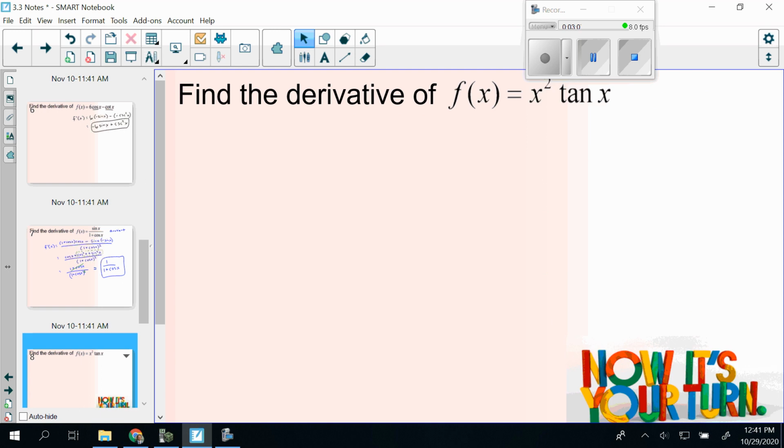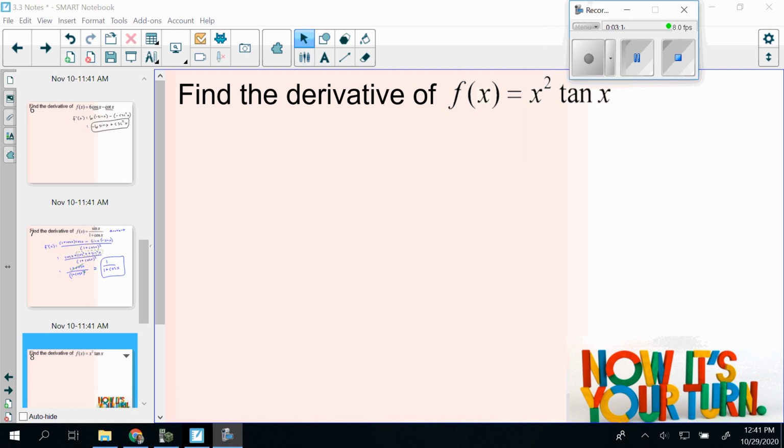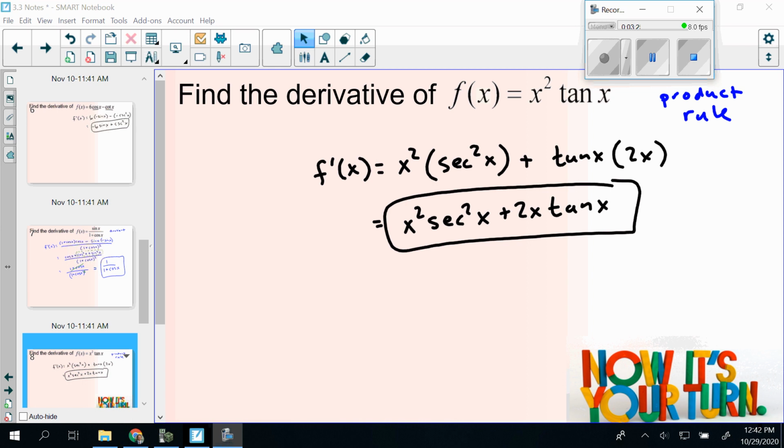All right, let's have you try this one. See if you can find the derivative here of x squared times tangent x. Notice these are two functions multiplied to each other, so think about the rule you're going to have to use. So pause it and try it out. All right, let's see what you got.